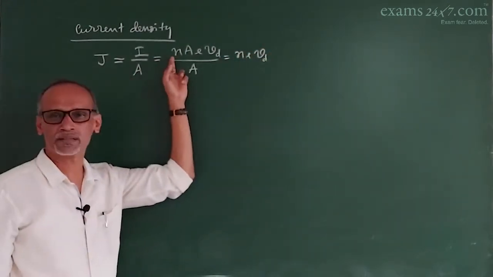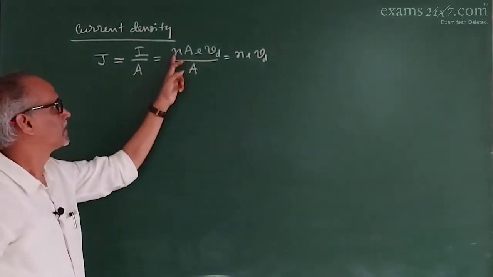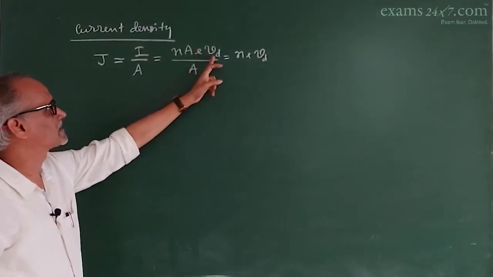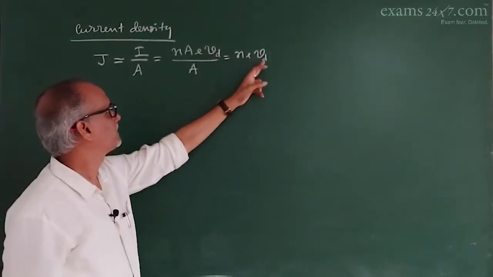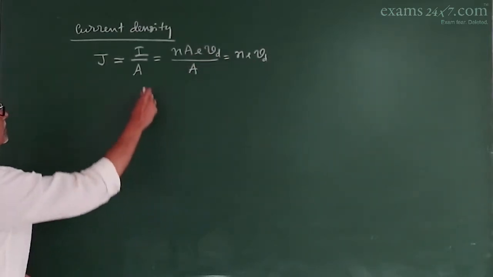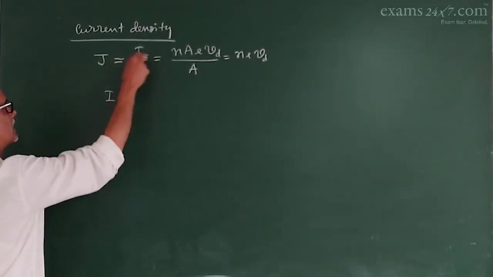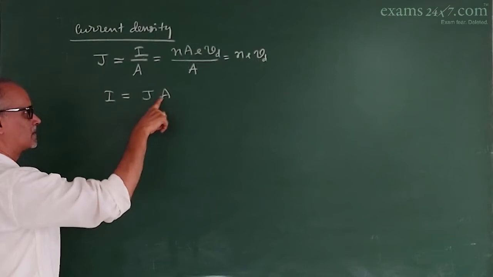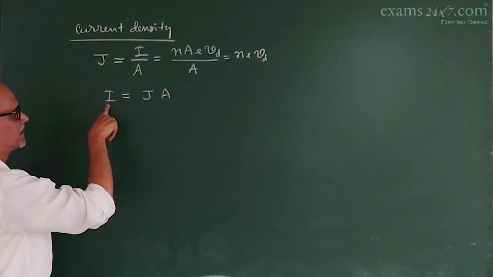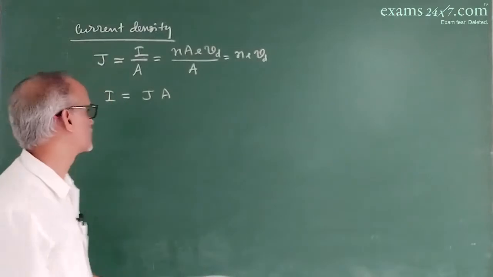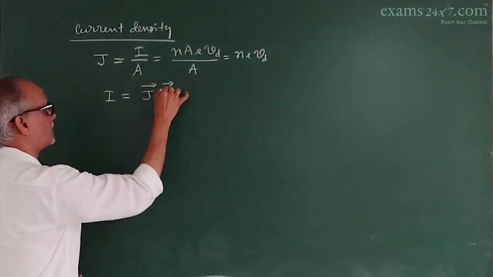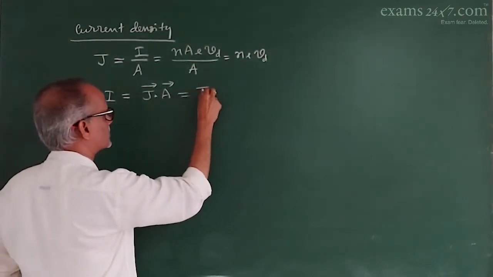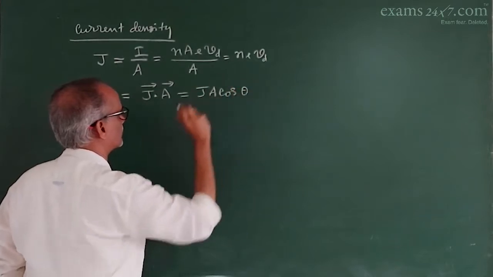So what is n here? n is electron density, the number of free electrons per unit volume, e is the charge of the electron, and v_d is the drift velocity, okay, n e v_d, because this A will cancel. Now current can also be expressed as J into A. A is an area vector, J is also a vector. So current is a scalar, whereas current density is a vector quantity. So that's why current is the dot product of current density and area vector. So magnitude wise you can write J A cos theta.